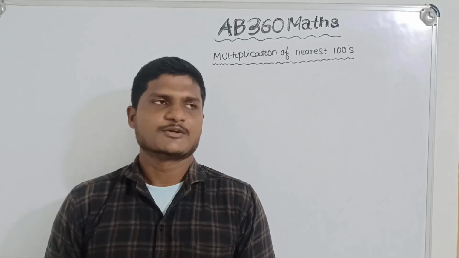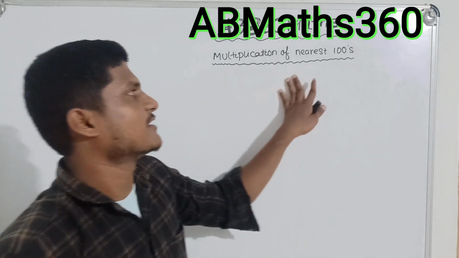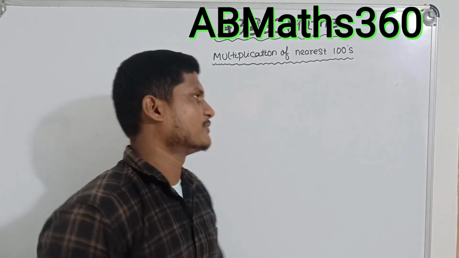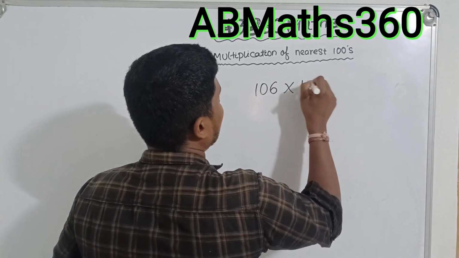Hi my dear guys, today we are going to learn a new type of multiplication trick, which is multiplication of numbers near hundreds. Suppose the number 106 multiplied with 107.